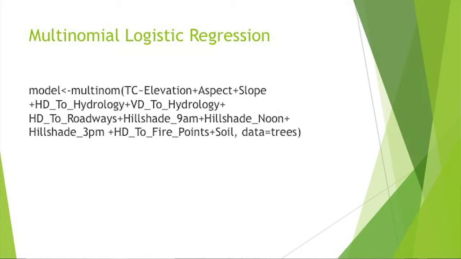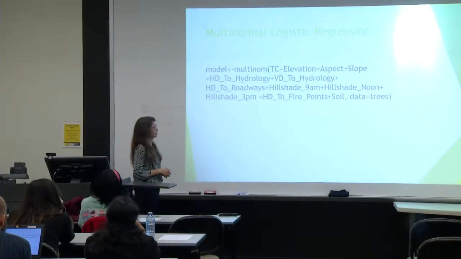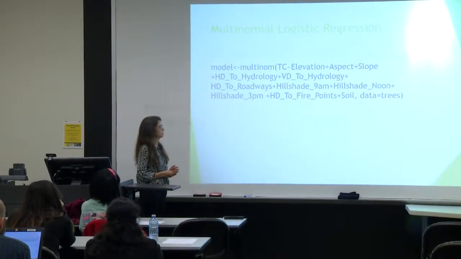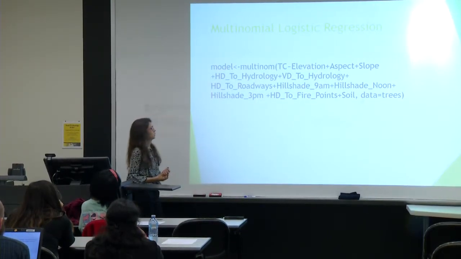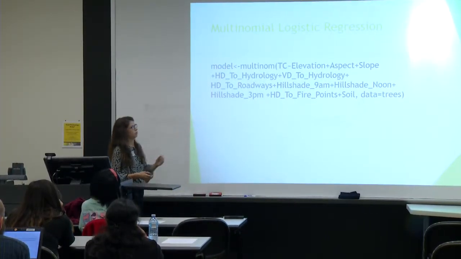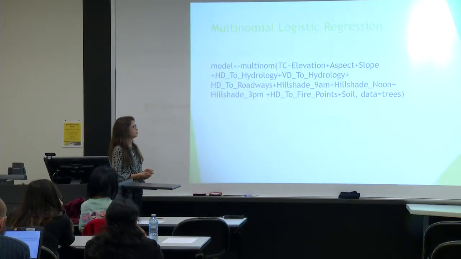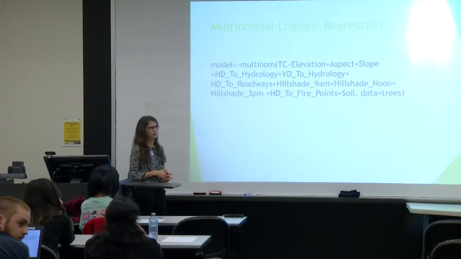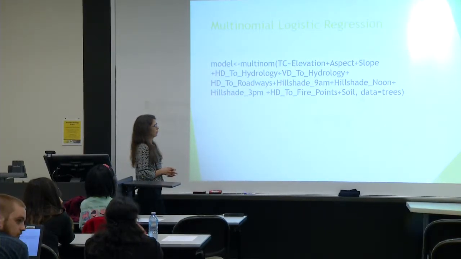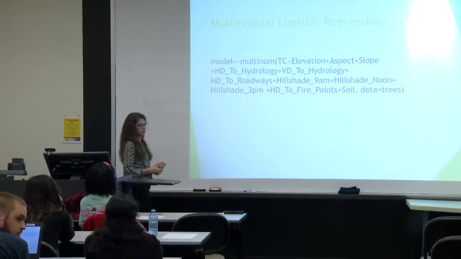So right here, you can see that I have 11 input variables, so 10 of those are quantitative, and I've listed some of them before, such as the distance to water and fire points, and then also we have an input variable soil, which is categorical, and the output variable is tree types. There are 6 different types of trees that are in this data set.